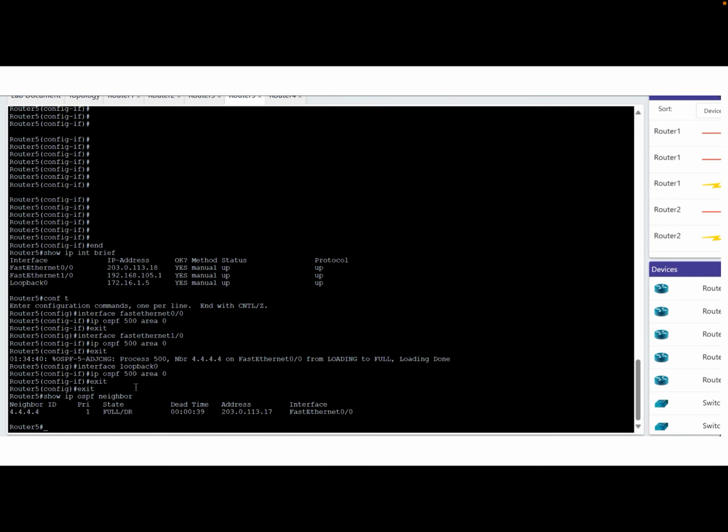Okay, we can see one adjacency there with router 4. There we go. Router 4, full DR state. So that's one adjacency that we can see has been formed very clearly. Full DR state. Perfect. So that's done now for router 5. Let's move on in our lesson.